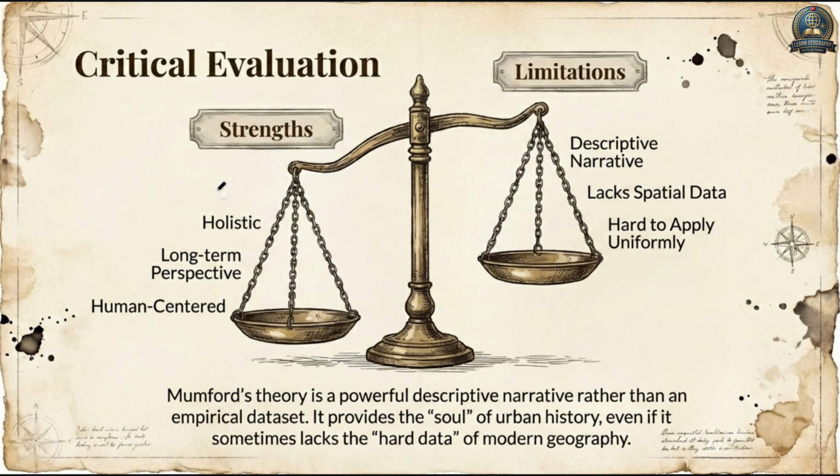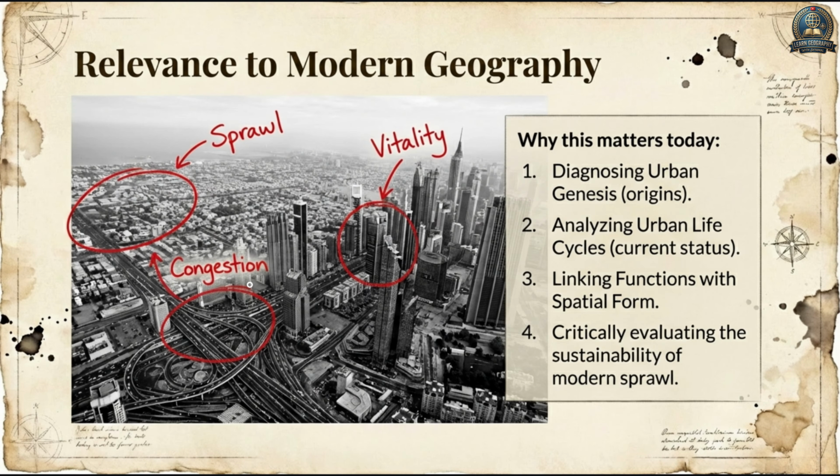Critical evaluation. There are some advantages and some limitations of this theory. Strengths are a holistic, long-term perspective, and being human-centered. Limitations are a descriptive narrative, lack of spatial data, and being hard to apply uniformly. Mumford's theory is a powerful descriptive narrative rather than an empirical dataset. It provides the soul of urban history, even if it sometimes lacks the hard data of modern geography.